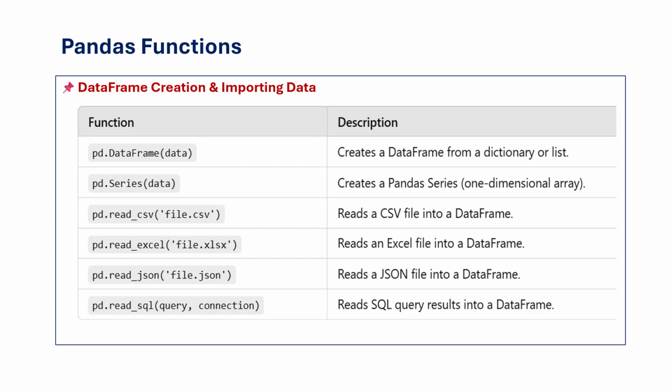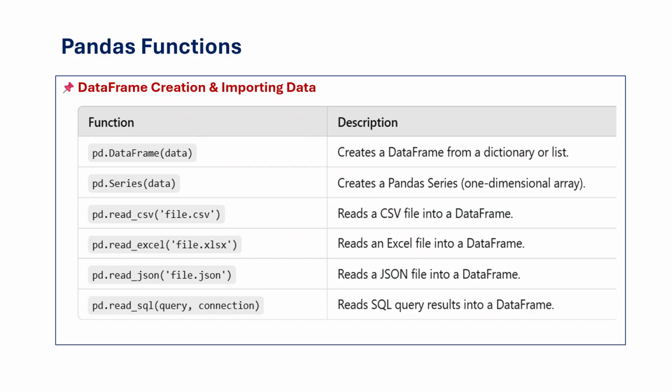DataFrame function. The DataFrame function is used to convert data into a tabular structure. It arranges the given data in a proper format with rows and columns. Importing the data: in real-world applications, the data is usually not created manually. Most data is stored in external files such as CSV files, Excel files, JSON files, or databases. So pandas provides different functions to import these files directly into Python.